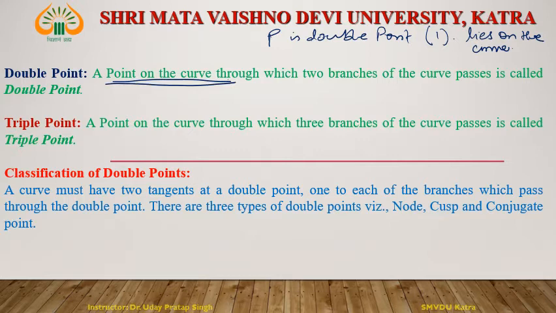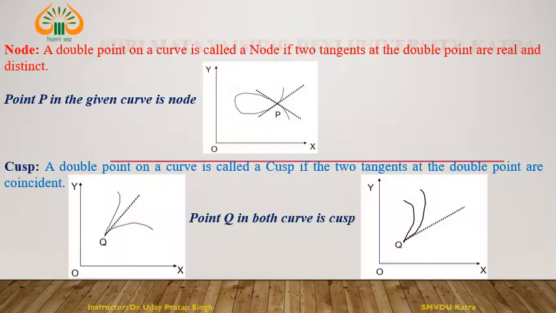What is the classification of the double point? Double points are of many kinds, right? A double point is also known as node, cusp, or conjugate point. When we say it is a node, when we say it is a cusp, when we say it is a conjugate point, let us see by the example and diagram.